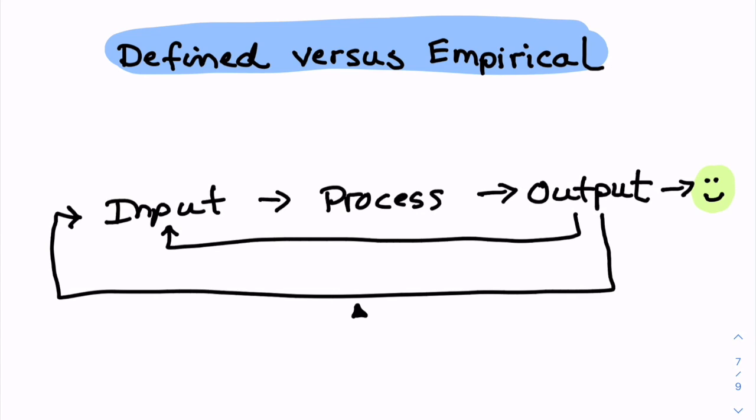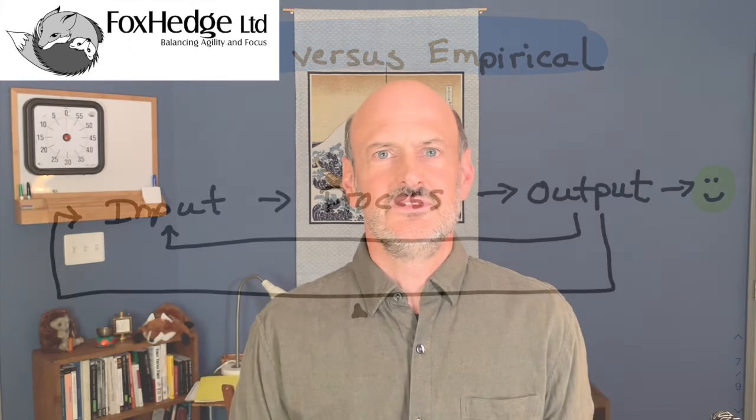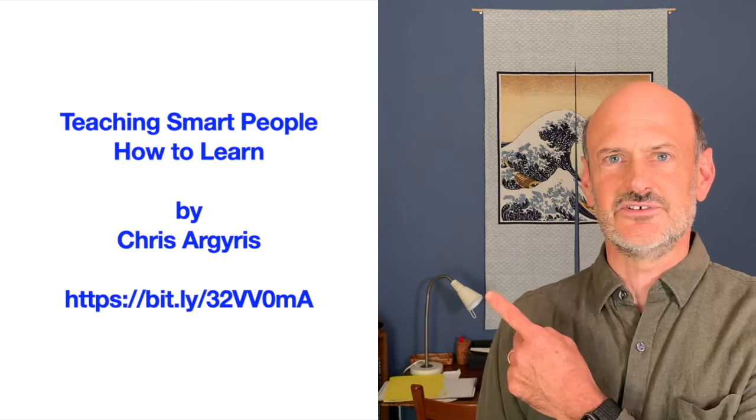Both of these processes are valid for a given situation. So it's key to understand the situation that you are in order to know whether to follow a defined process or an empirical process. Both are valid. They are situational. If you're interested in learning more about double loop learning, check out this reference.